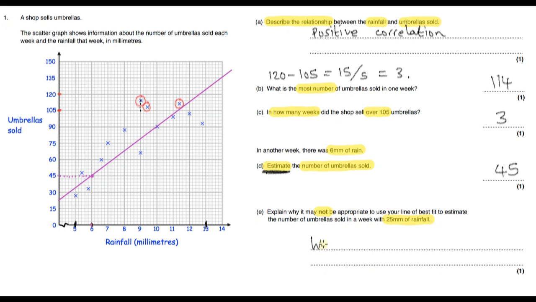So we can say that we only have data up to 13 millimeters of rainfall. Okay, so if we've been given a rainfall outside of this data range, then we can't use that to estimate the number of umbrellas sold. So we can only do it for values between 5 and 13.